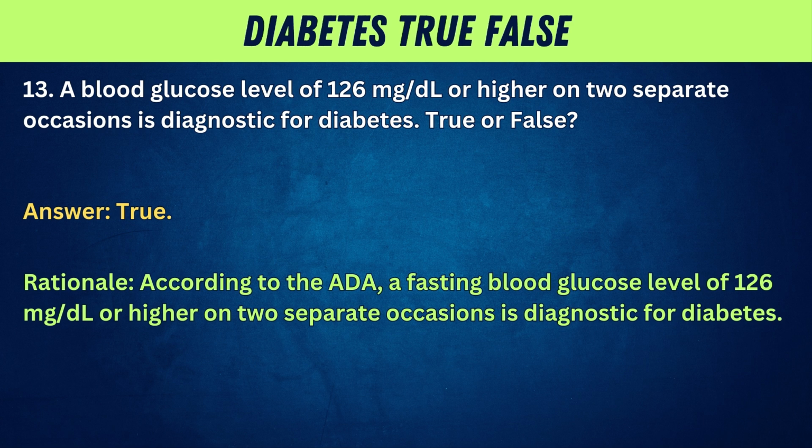A blood glucose level of 126 milligrams per deciliter or higher on 2 separate occasions is diagnostic for diabetes. True or false? Answer: true. Rationale: according to the ADA, a fasting blood glucose level of 126 milligrams per deciliter or higher on 2 separate occasions is diagnostic for diabetes.